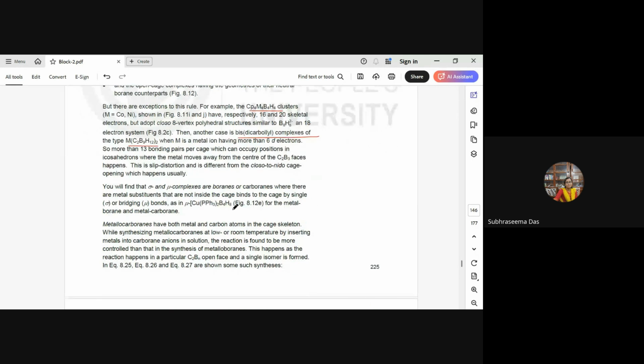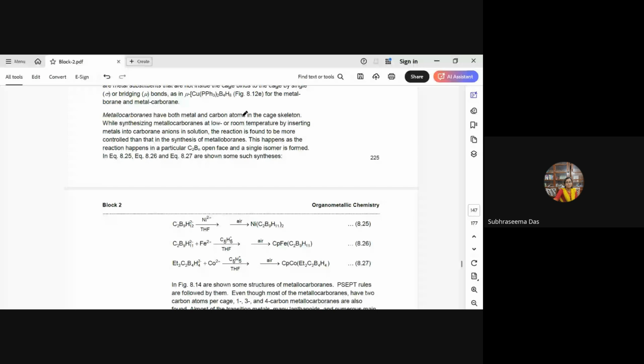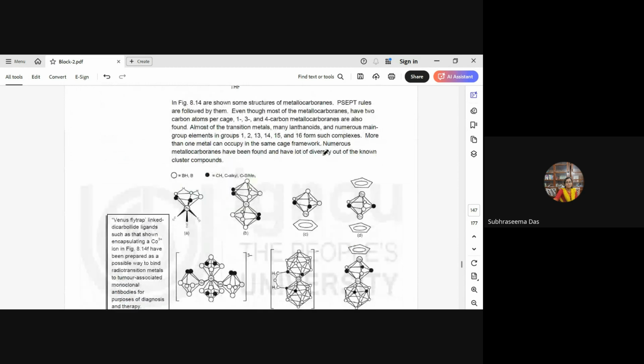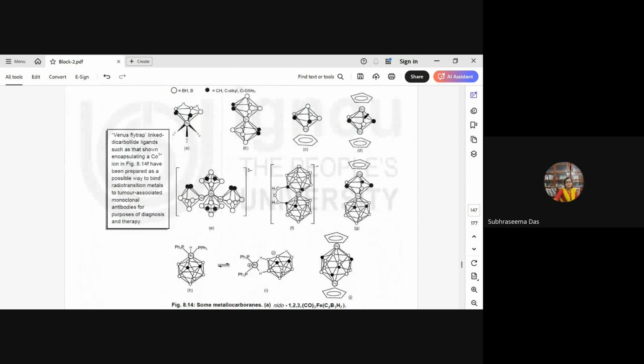Metallocarboranes have both metal and carbon atoms in the cage skeleton. While synthesizing metallocarboranes at lower or room temperature by inserting metals into carboranes, the reaction is found to be more controlled than in the synthesis of metalloboranes. This happens as the reaction proceeds in a particular way, and a single isomer is formed rather than a mixture. Different types of reactions have been shown here. In figure 8.14, some structures of metallocarboranes have been shown.